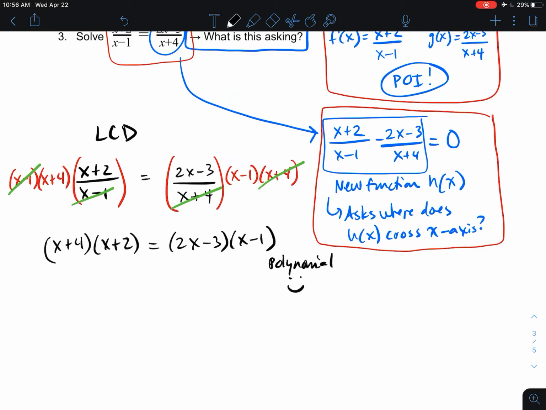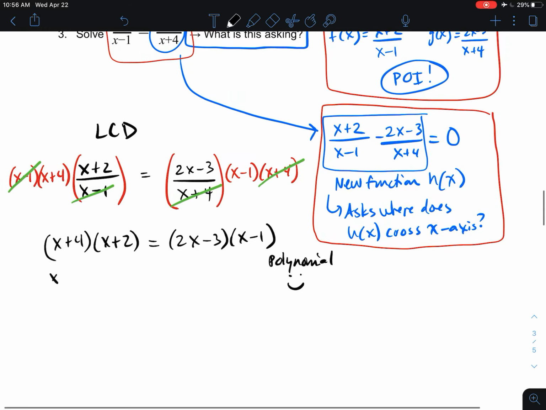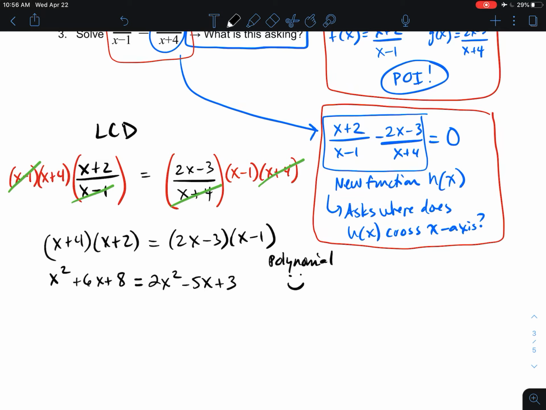We are so happy about that, okay? Because now it's just a quadratic on both sides. We totally have the skills to be able to solve this question now. So we can just expand and simplify. So we have x squared plus 6x plus 8 on the left. And then we have 2x squared minus 2x minus 3x is minus 5x, and then plus 3 on this side.